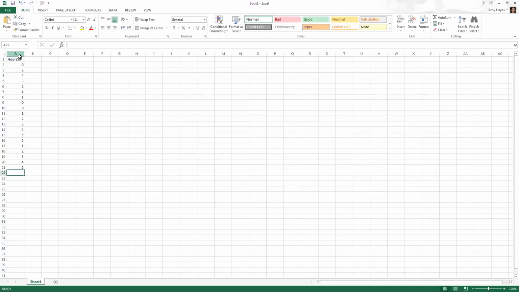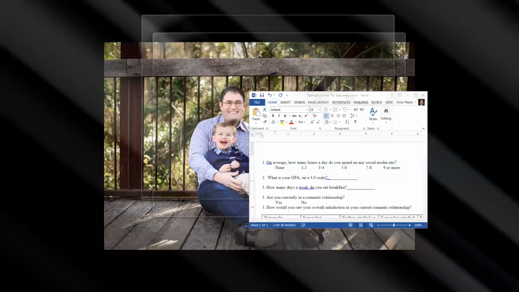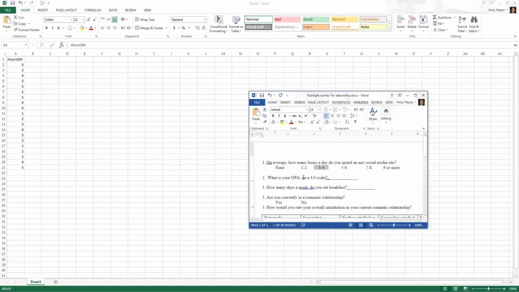So we have a variable name up here, and each of the scores in each of these cells indicates, what did your first person circle on question number 1? What did your second person circle on question number 1? So each of these is a different score for a different person. Okay? So that's our first question, and we've basically got to go in and enter that data for every single question on your survey. So let's look at this next one.